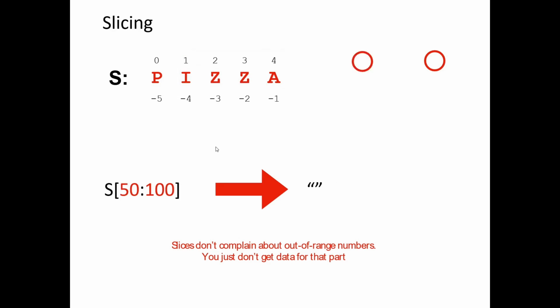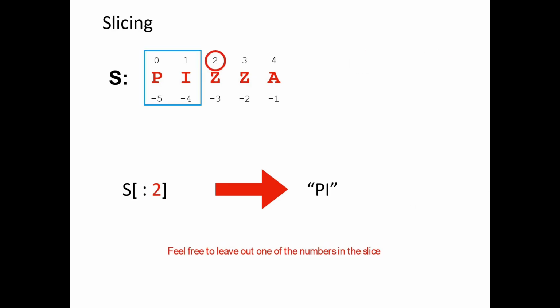I can do the same thing. I can ask for 50 to 100. Python knows that there's nothing out here. These are empty, and it's just going to return the empty string. It's not going to complain that the numbers are out of bounds.